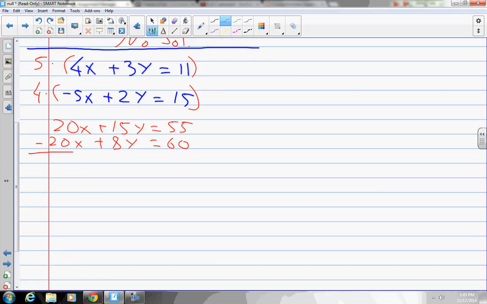So when you add these two equations, you get 23y equals 115, right? And I believe if you divide both sides by 23, y is just 5, right? Okay, so if y is that pretty, it's probably easier to go back and plug 5 into one of those two equations. Okay?